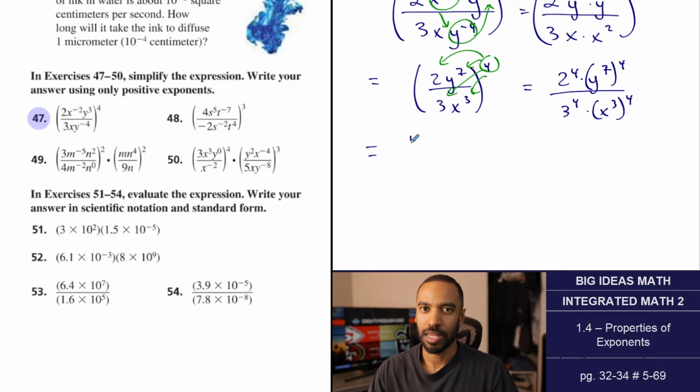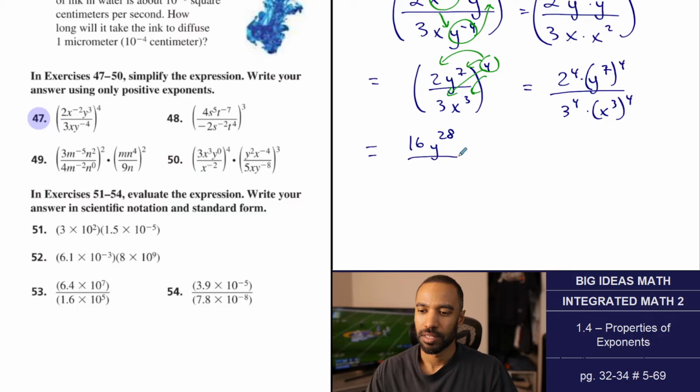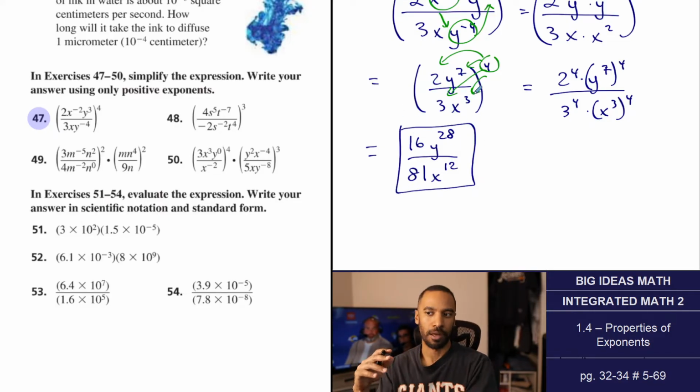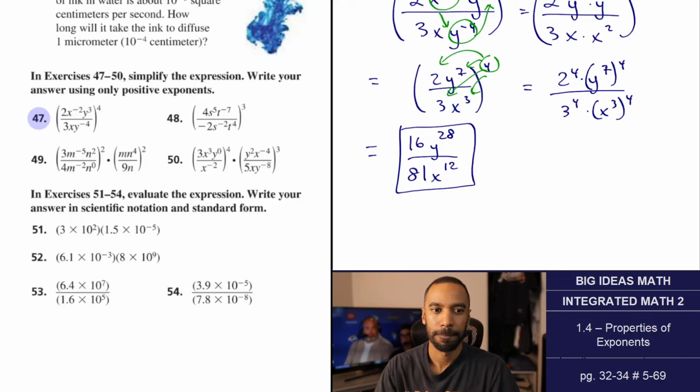2 to the 4th is 16. This becomes y to the 28th. This becomes 81. And this becomes x to the 12th. So next time, I'll just go straight probably from this step to this step, saying out loud 2 to the 4th is, and stuff like that.